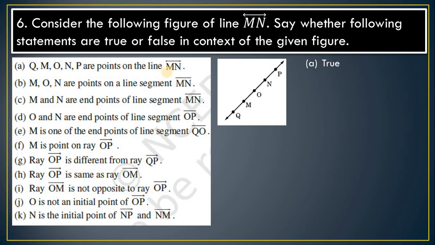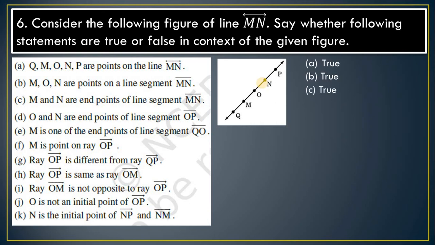Next one is M, O, N are points on the line segment. Now it's a line segment, meaning fixed length MN. So only one point is there, and M and N are the start and end points. So this is also true. C: M and N are the end points of the line segment MN. Basically true, because MN means start with M, end with N. So it is true.